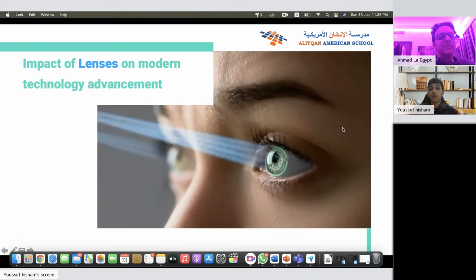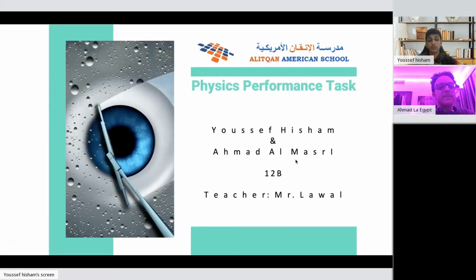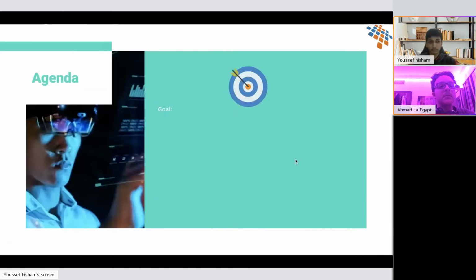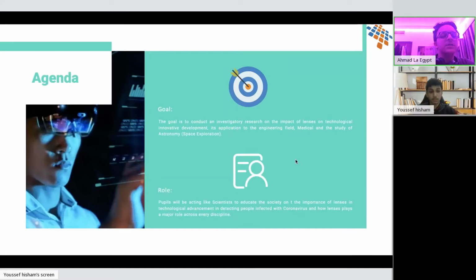And today we are going to talk about the impact of lenses on modern technology and advancement. So here is the second slide for our performance task. Now here we have our agenda, which is our goal and our role in this performance task.